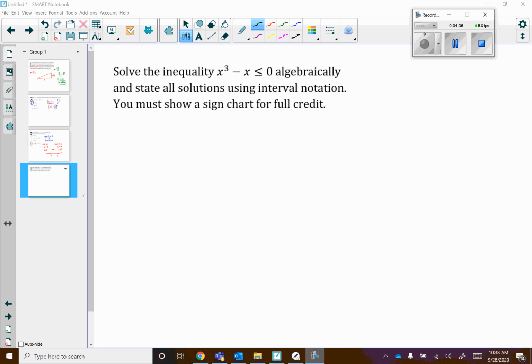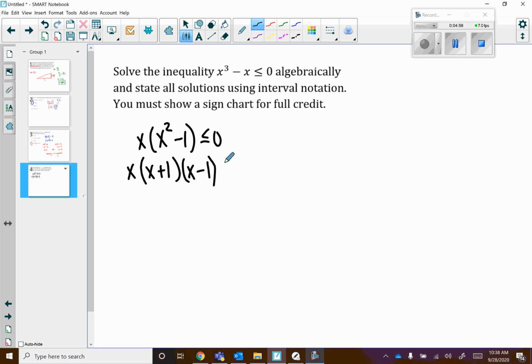Last but not least, the one a lot of people got wrong was solving the inequality and using a sign chart. So we start by factoring. We can pull out an x, and we're left with x squared minus 1 is less than or equal to 0. I notice this is the difference of squares, so (x plus 1)(x minus 1). And we do not want to divide everything by x. We are finding all the factors. All three of these are important factors. Don't lose them. So we set each equal to 0.